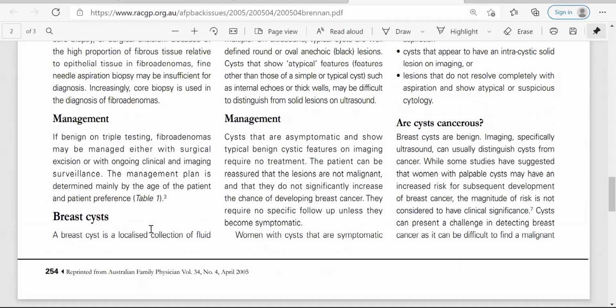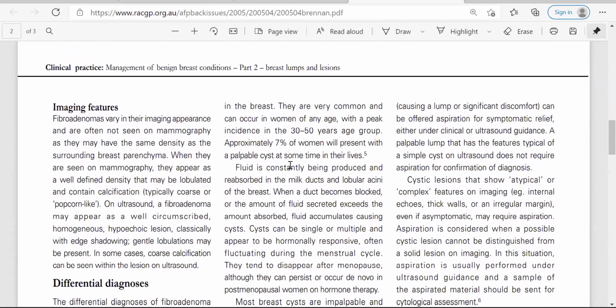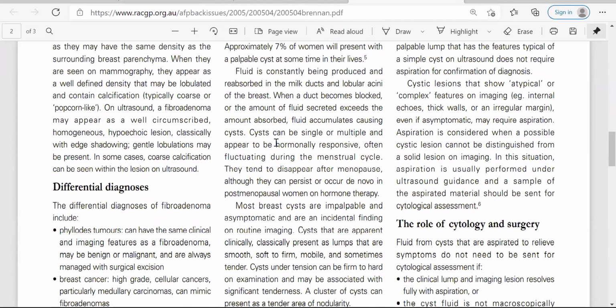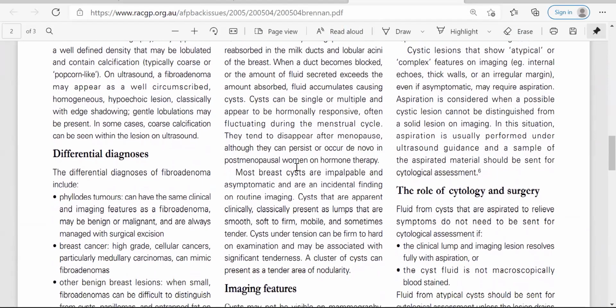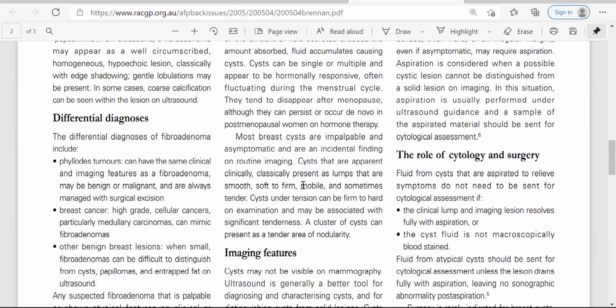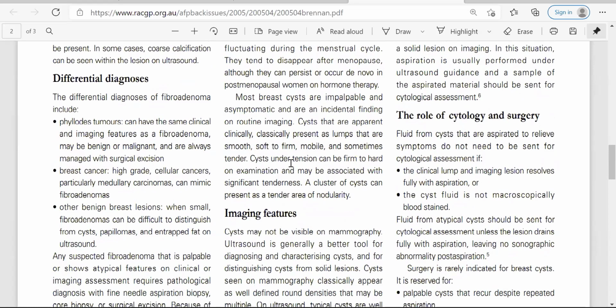So breast cyst. A breast cyst is a localized collection of fluid in the breast. It's common mainly in women of 30 to 50 years age group. Now, cyst can be single or multiple. It's mainly related to hormone and it fluctuates during the menstrual cycle. Cyst after menopause is usually unlikely. Any breast cyst after menopause, you should consider cancer, because cyst usually should disappear after menopause because it's hormone responsive. After menopause, you don't have the hormone, so it is very unlikely to get a cyst at that time. So if you get a cyst after menopause, do biopsy first.